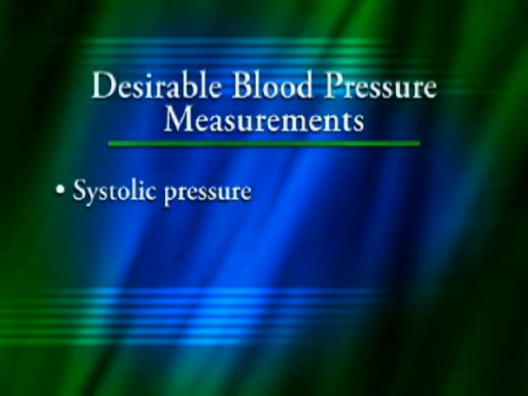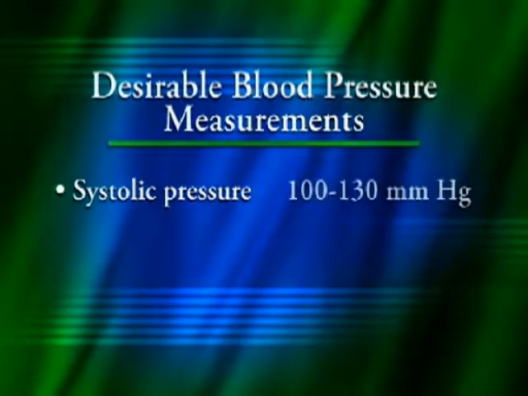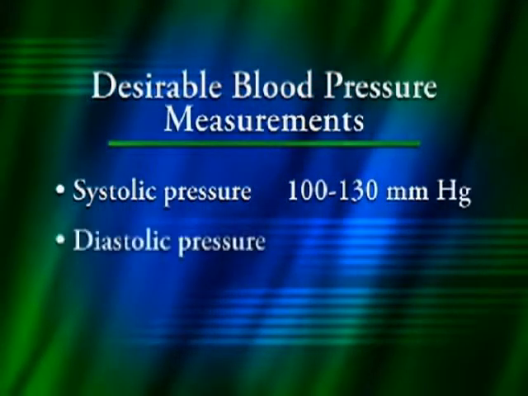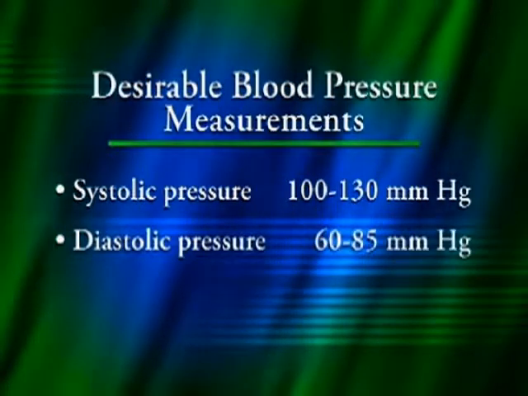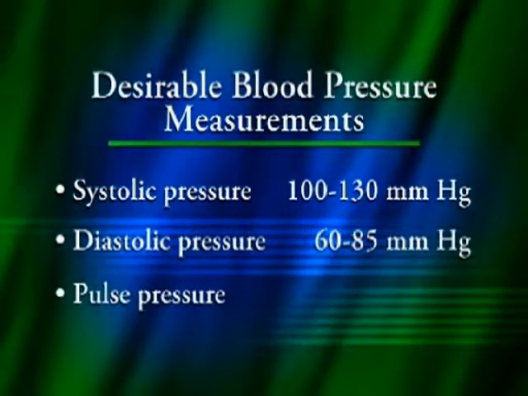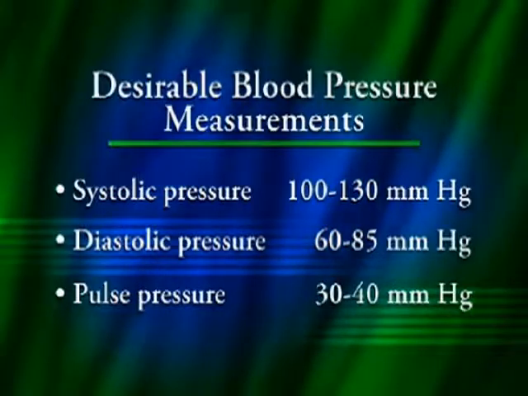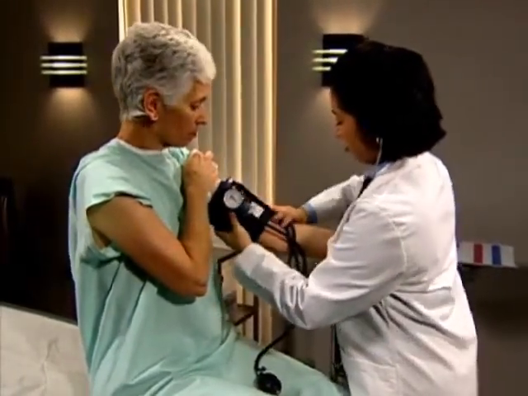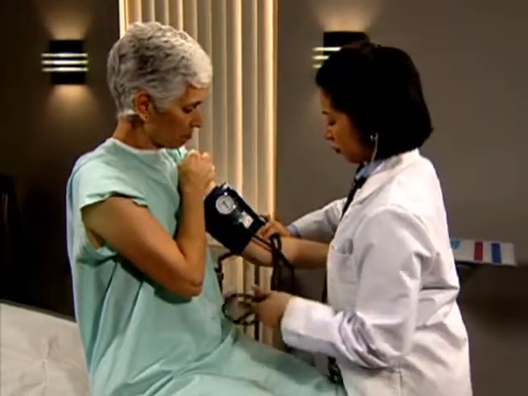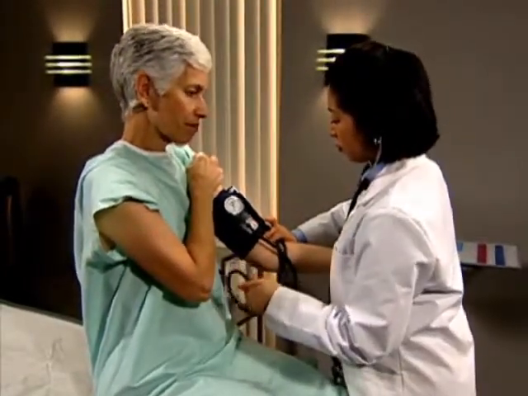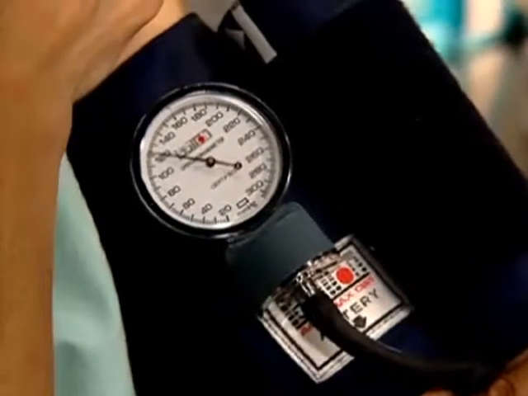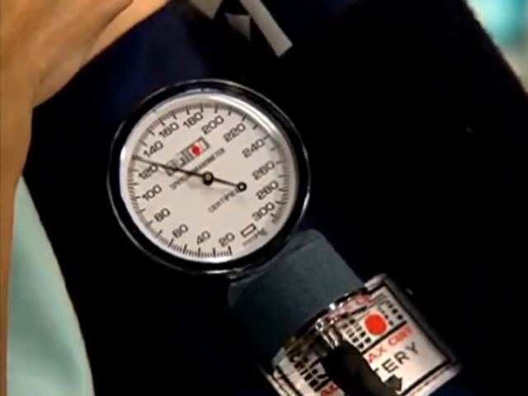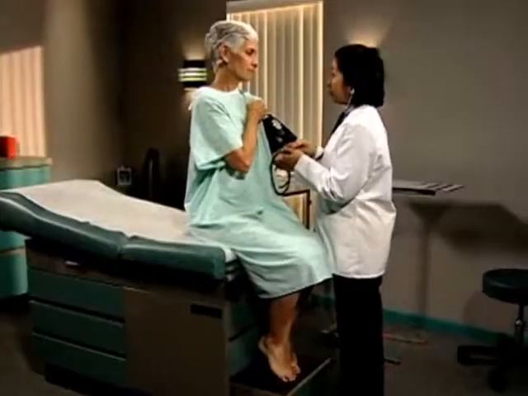For the systolic pressure, the desirable range is 100 to 130 millimeters of mercury. For the diastolic pressure, it's 60 to 85. The pulse pressure should range from 30 to 40. Repeat the measurement on the opposite arm, pumping the cuff to 30 millimeters of mercury above the expected pressure. Blood pressure measurements may vary by up to 10 millimeters of mercury and tend to be higher in the right arm.